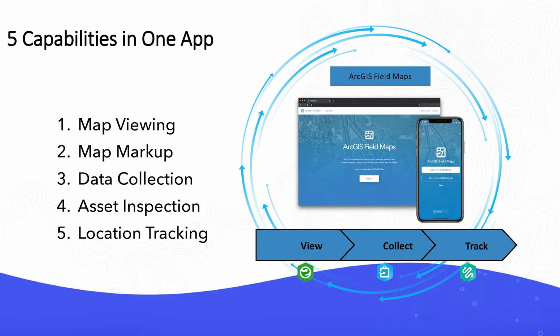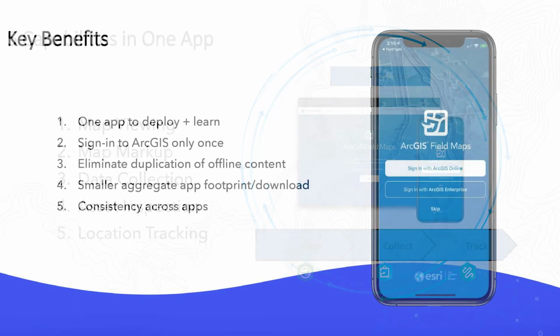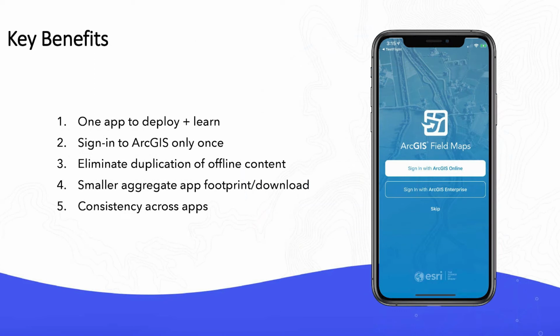By consolidating these various apps, ArcGIS Field Maps becomes just one app to deploy and learn. As a result, your field data efforts can be accomplished from one app, requiring one sign-in. Additionally, if you are working constantly offline, you also eliminate duplication of offline content stored on your device. Fewer downloads, fewer apps, and a consistent workflow to apply across all your field data collection activities.